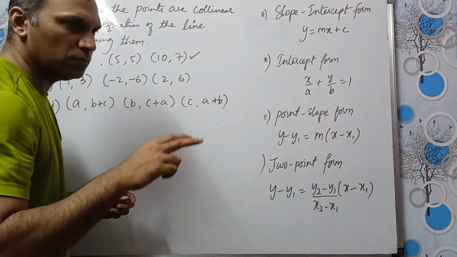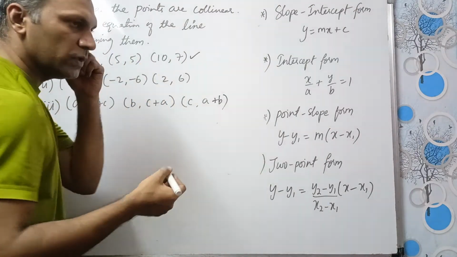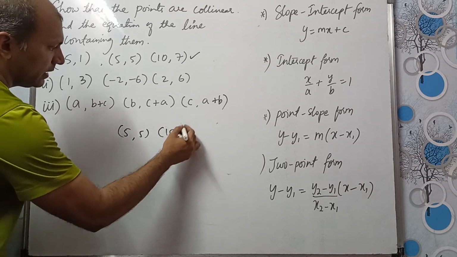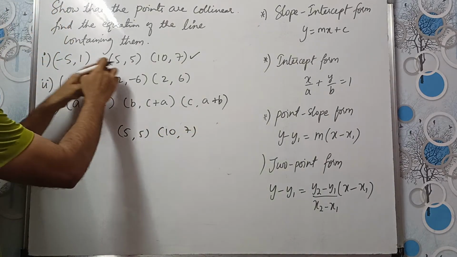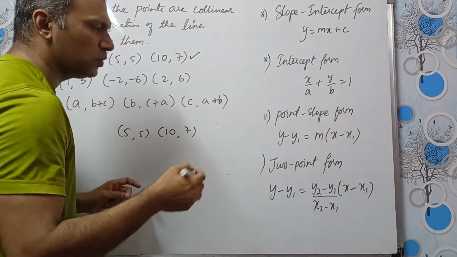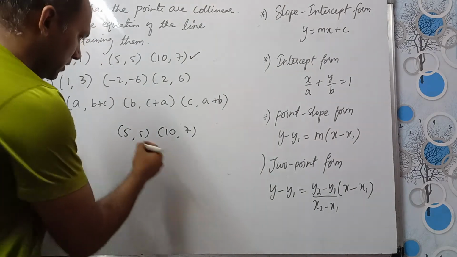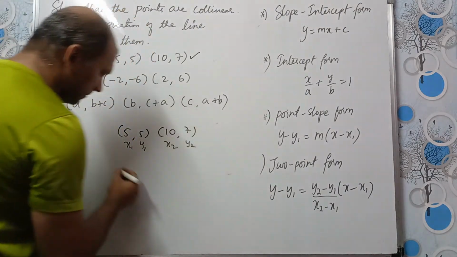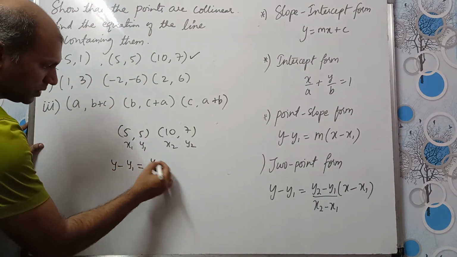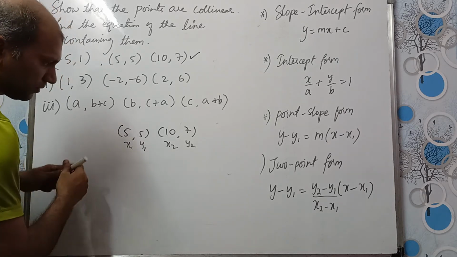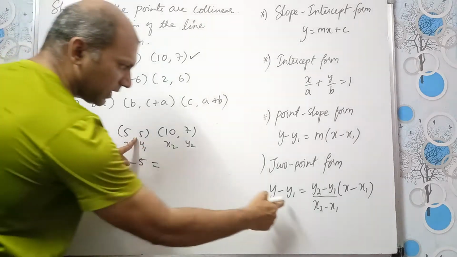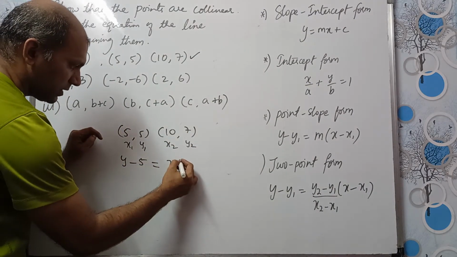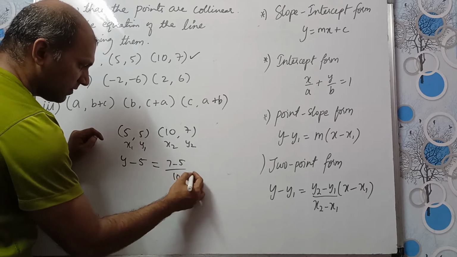We should take any 2 points and find the equation of that line. Let us take 5, 5 and 10, 7. We can take minus 5, 1, 5, 5 or minus 5, 1, 10, 7. It is up to us. Out of the 3 given points, take any 2 points. Consider this as x1, y1, x2, y2. Substitute it here. Y minus y1 is equal to, let me just directly substitute. This is y minus 5 is equal to the slope, y2 minus y1 by x2 minus x1, 7 minus 5 divided by 10 minus 5.